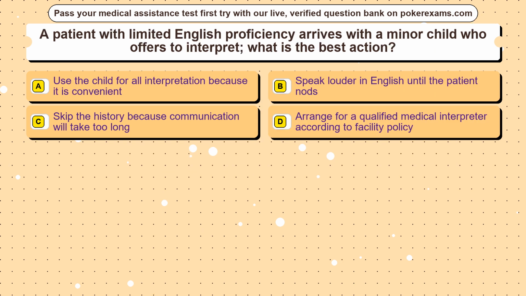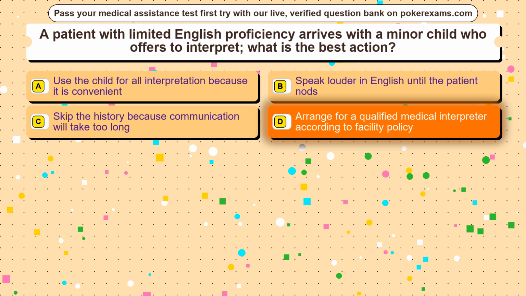Question 82. A patient with limited English proficiency arrives with a minor child who offers to interpret. What is the best action? Option A. Use the child for all interpretation because it is convenient. Option B. Speak louder in English until the patient nods. Option C. Skip the history because communication will take too long. Option D. Arrange for a qualified medical interpreter according to facility policy.